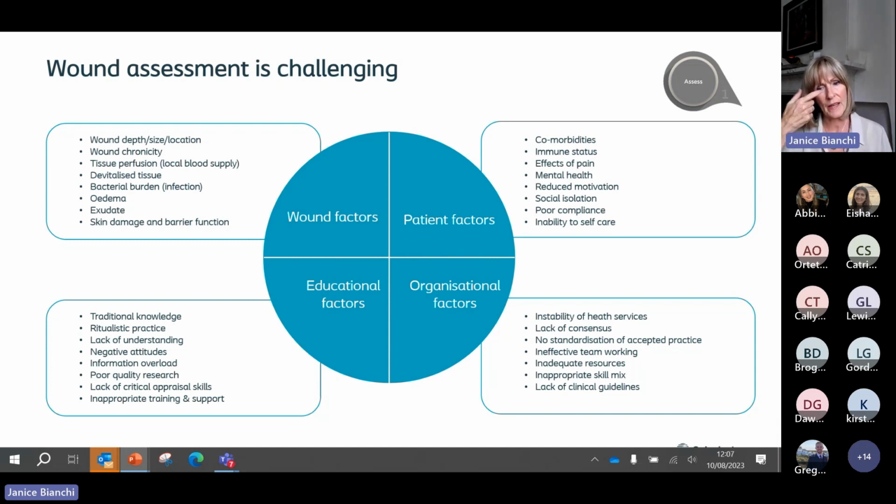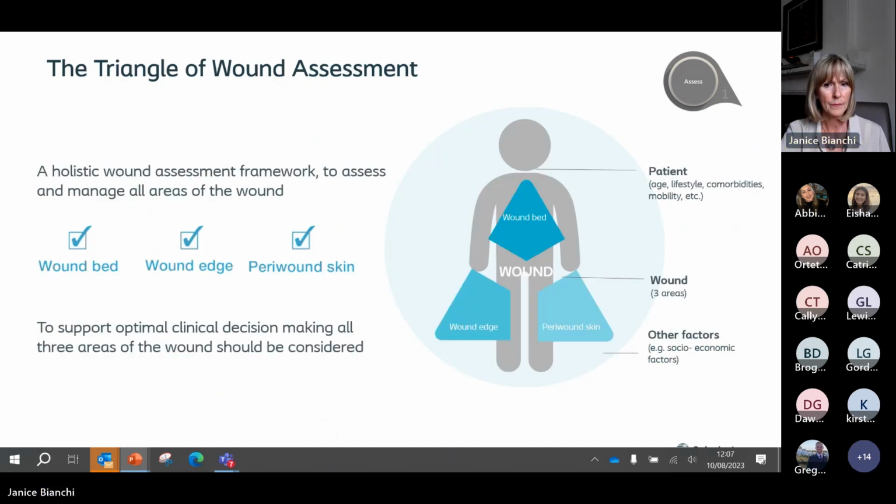And then organisational factors. We know that the NHS is in a state of flux, shall I say, at the moment. There are a lot of vacancies, so we don't have enough staff. We may have an inappropriate skill mix. We might have a lack of clinical guidance and guidelines. So lots of issues here which make wound assessment challenging, and hopefully what we're talking about today will help to simplify that in some ways.